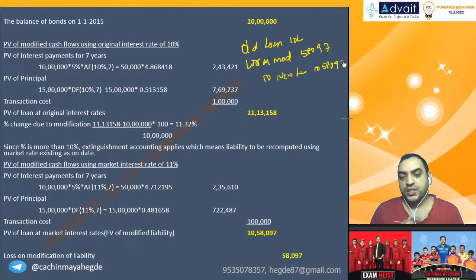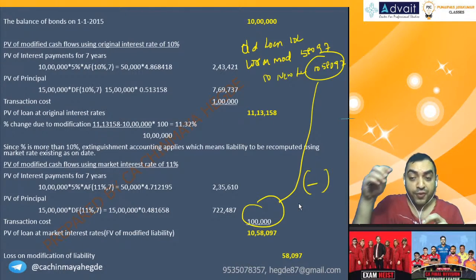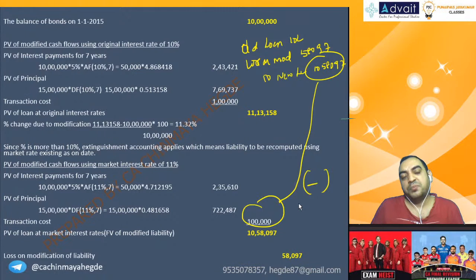What will happen to the transaction cost subsequently? That will be subtracted. From this 10 lakh 58,097, the transaction cost of 1 lakh is subtracted. That is always the case, my dear friend. Whatever is the value of the loan, the transaction cost is subtracted from that loan, be it debenture, loan, anything. From the amount of loan once recognized, in this case 10 lakh 58,097, the payment of 1 lakh will be subtracted. That will not go to the P&L account.